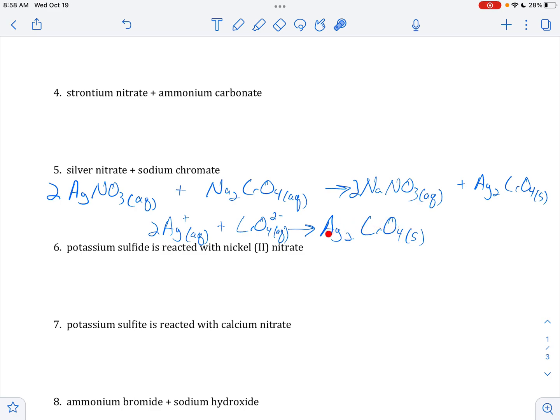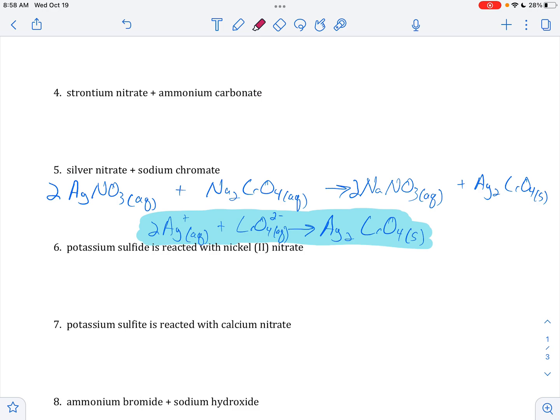When we balance it with the silver, that's why I need 2 silvers on the product side, because the silver's charge is only 1 plus. With a 2 minus, I need 2 of the silvers in order to cancel out to net 0 with the solid product. So that is my net ionic equation. Again, we're finding the solid precipitate based on the solubility chart, and then that solid precipitate, we want the 2 ions that are reacting together to form it.